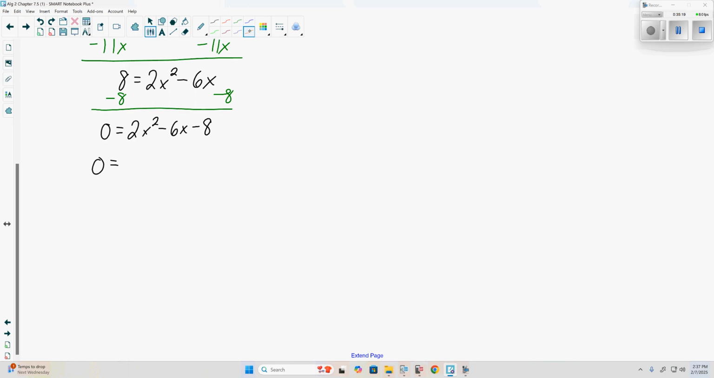Now, what is interesting is greatest common factors with solving. I think we've talked about this when we talked about quadratics or higher degree polynomial functions. Is there a greatest common factor between these three terms? It is 2. Now, if it's a number, we can divide the whole thing by it. If it's a variable, we cannot.